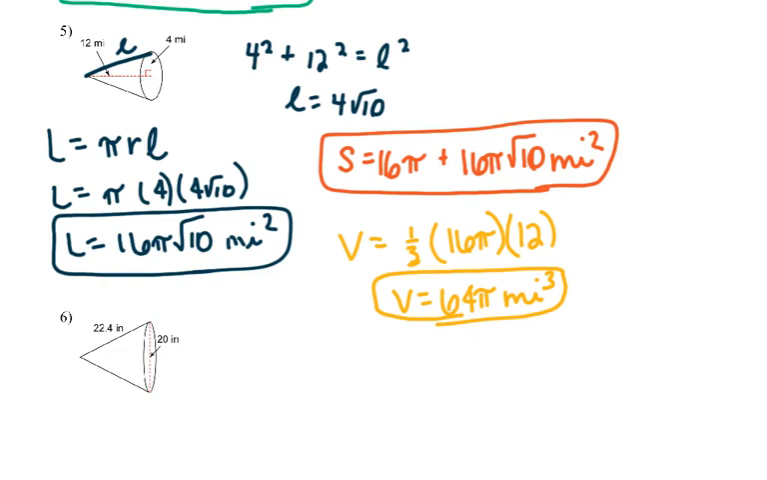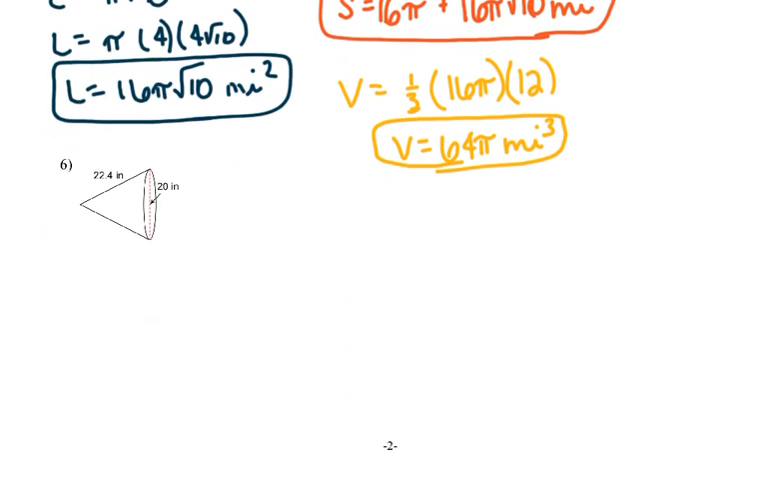So my total lateral area, I believe, is 16 pi times √10 square miles. My total surface area, I needed to add the base to that. The area of the base was 16 pi square miles. So that doesn't combine with 16 pi √10. So it's just 16 pi plus 16 pi √10. And my volume was 64 pi cubic miles. All right, let's take a look at number 6, and then that will wrap up today's lesson.